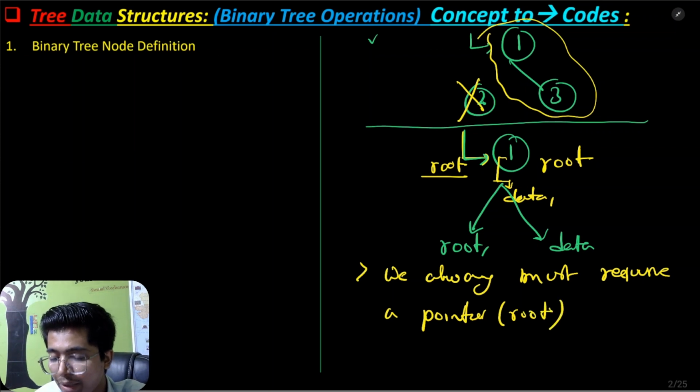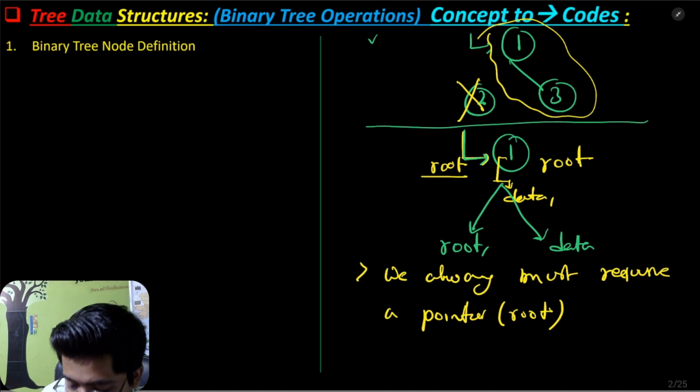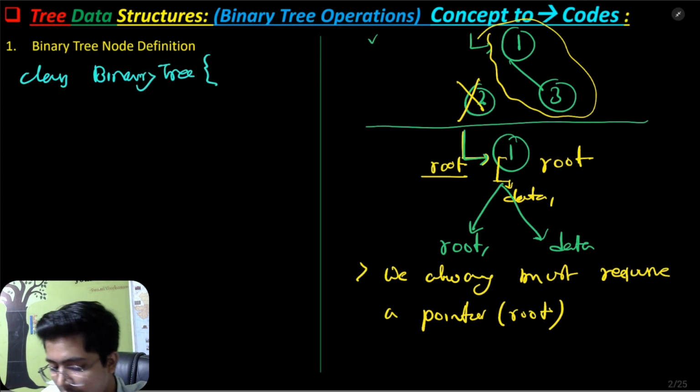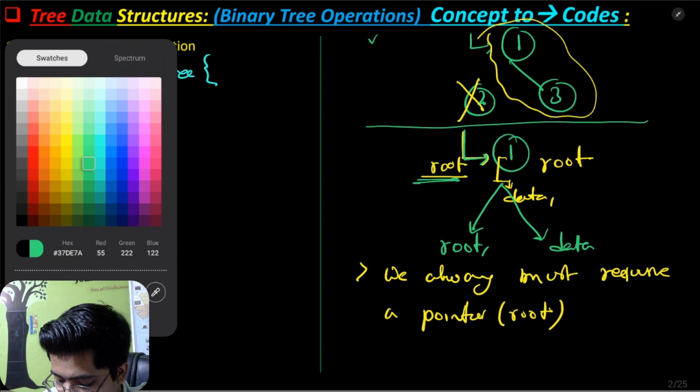So for creating or inserting a binary tree node, first we have to create a class, and we'll be calling the class binary tree. So we'll be writing like this, class binary tree. So first we created a binary tree. Now observe what we have. We have first the root variable. So we have to declare this root variable. So we'll be declaring the root variable like this.